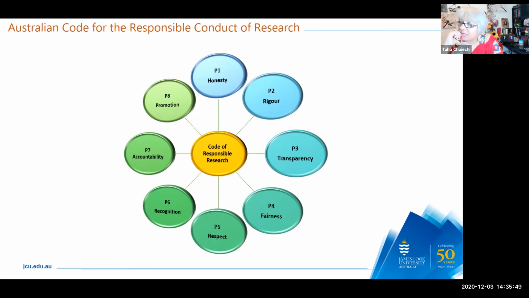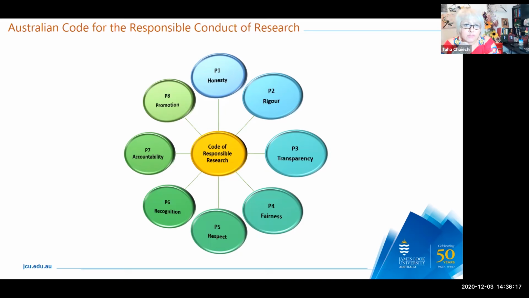The first principle, P1 on top, is honesty. It's basically saying that you have to be honest from the moment that you start developing your idea in terms of research, the moment you start collecting data, and when you report your findings. So from the beginning to the end, honesty of the researcher is very important. You have to present data in a truthful manner, right? So honesty.